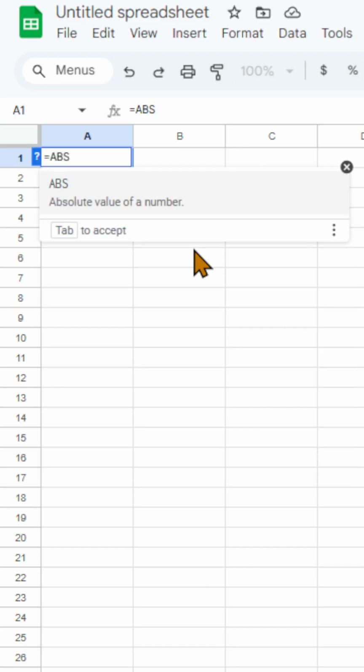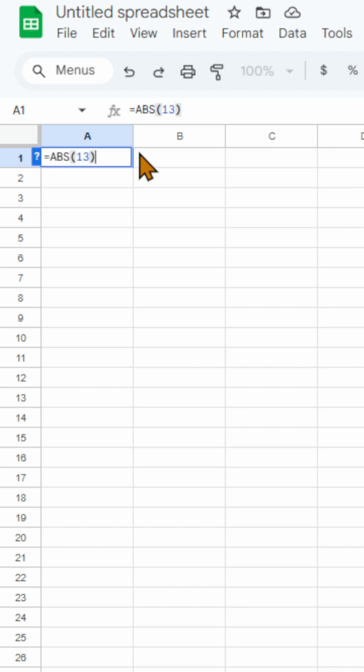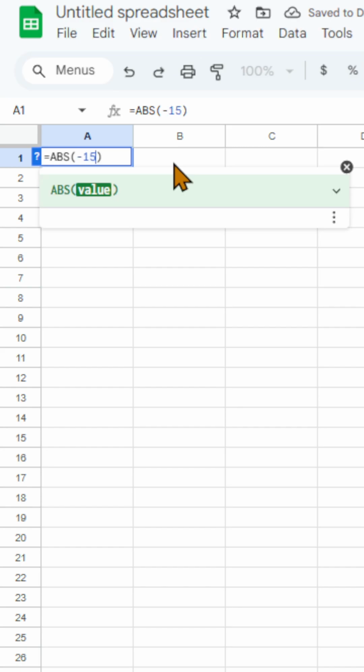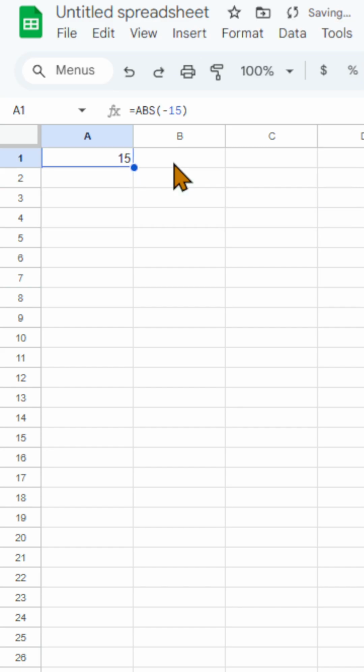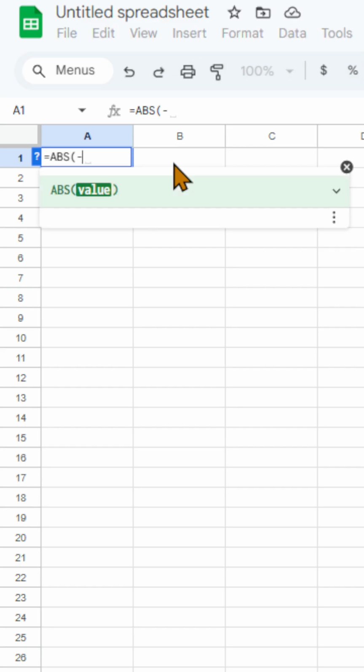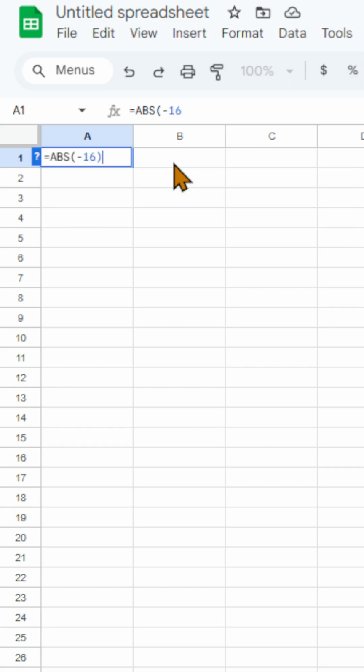We're going to start with ABS. ABS, as it says right here, is just the absolute value of a number. So, for example, 13 returns 13, and negative 15 returns 15, because the absolute value is how far away it is from zero. However, it's basically also just if you have a negative number, turn it positive. If you have a positive number, don't change it.